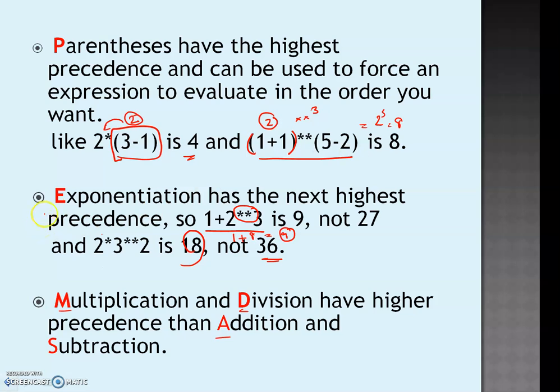Then comes the exponent part, which has the second preference. You see here I have 1 plus 2 power 3. Which has to be evaluated first? Is it the exponent part or the addition part? Here you have to evaluate 2 power 3 first, which turns out to be 8, and then add that to 1. In the same way, the next priority goes to multiplication and division, followed by addition and subtraction. Let's take a full expression and try to solve it using PEMDAS.